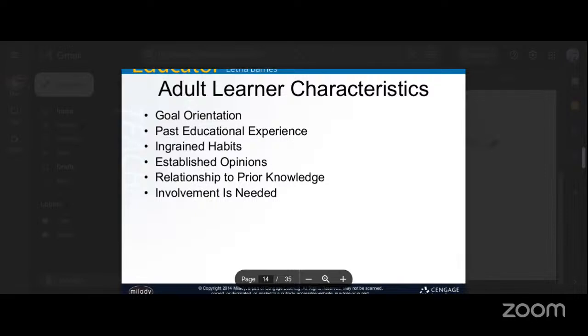And involvement is needed. I'm big on adult learners' participation. Okay. And if you're not going to participate, I say this is probably not going to be the place for you because I'm going to ask you to check in. I'm going to ask you to do the motivation. I'm going to ask you to commentate. I'm going to ask you, are there any questions? Got to have some involvement.